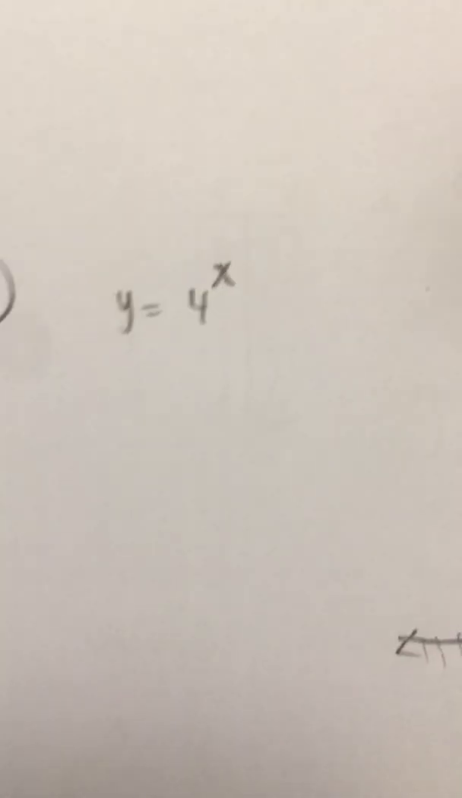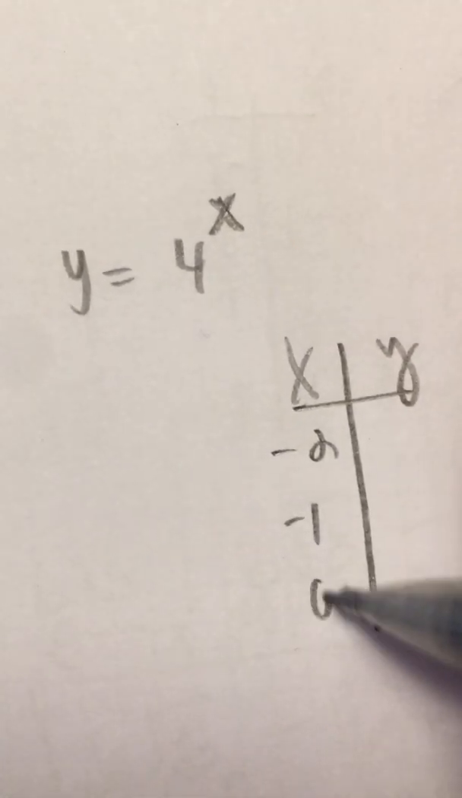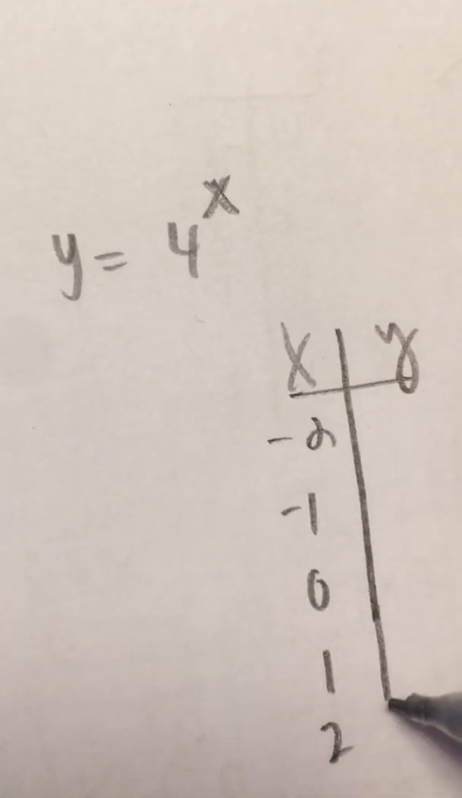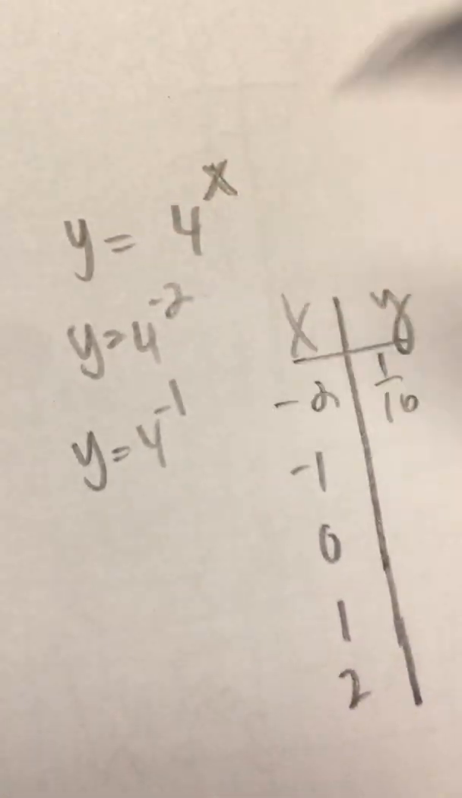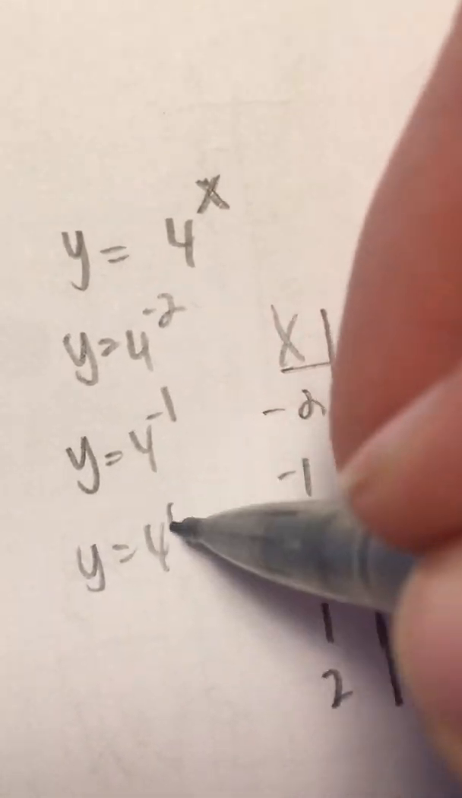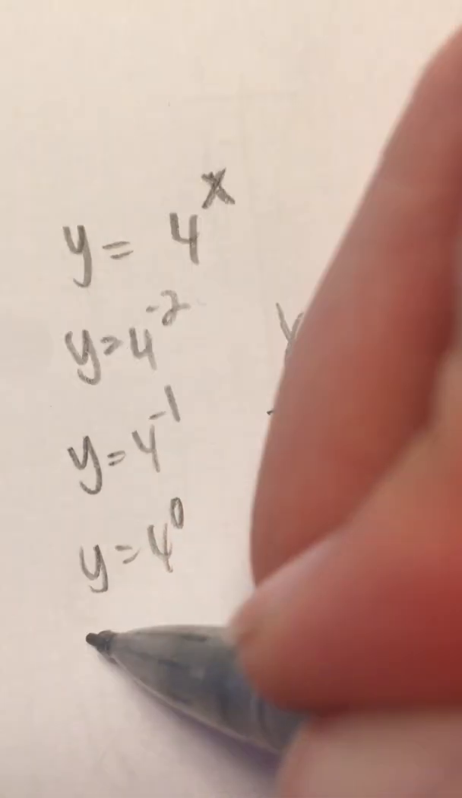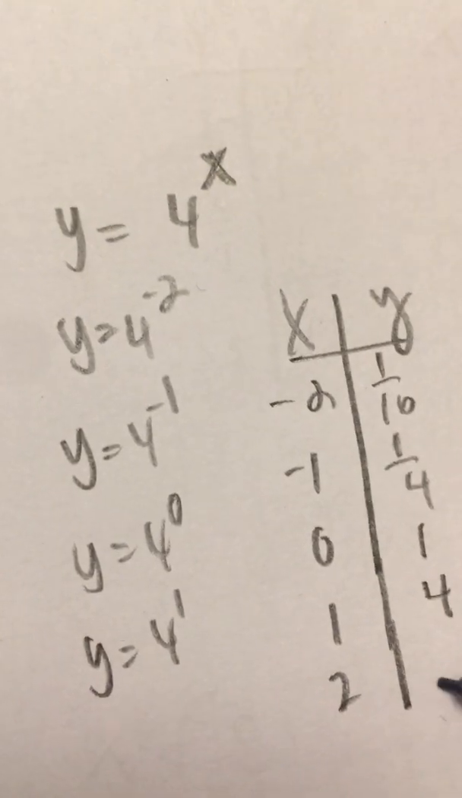In graphing 10, well, I see that this is exponential. So now this time I'm going to pick my x values. And I'll pick -2, -1, 0, 1, and 2. And I get y equals 4 to the -2, which we know is 1 over 4 squared, which is 1/16. Plugging in a -1, 4 to the -1 is going to be 1/4. Plugging in 0, 4 to the 0 is going to be a 1. 4 to the first is going to be 4, and 4 squared will be 16.